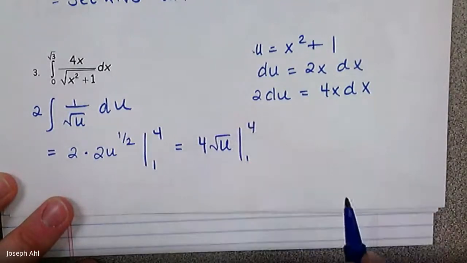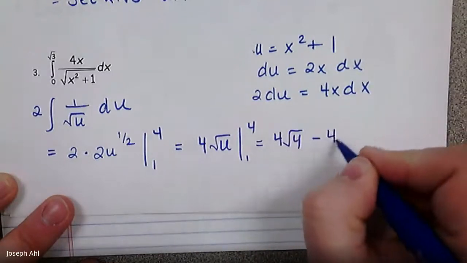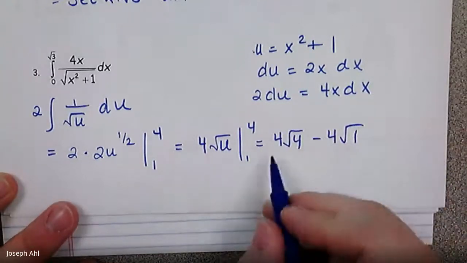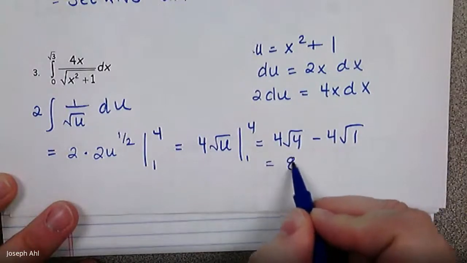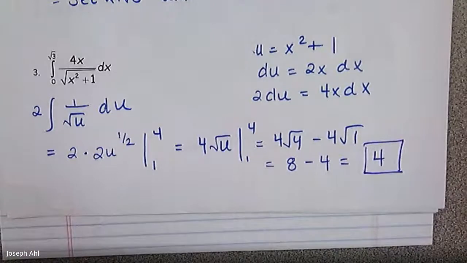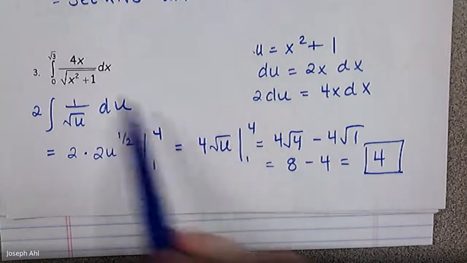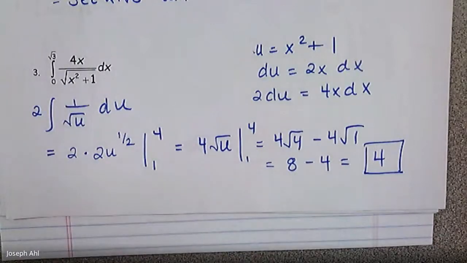from 1 to 4. So we're going to get 4 radical 4 minus 4 radical 1. So that's going to be 4 times 2, which is 8, minus 4, for a final answer of 4 there. I have nothing against, of course, you using x squared plus 1, resubbing that in for u, and then just using the original bounds. You will get the same exact answer.